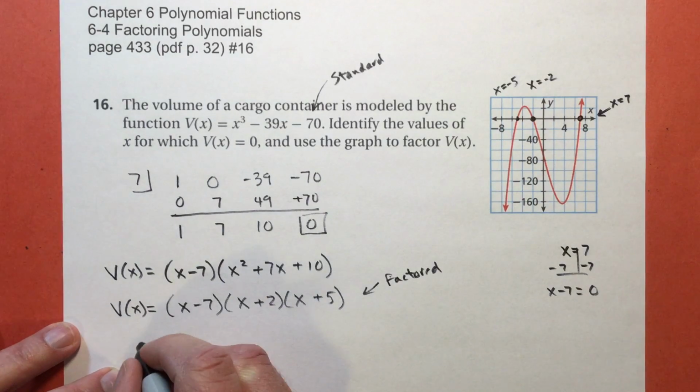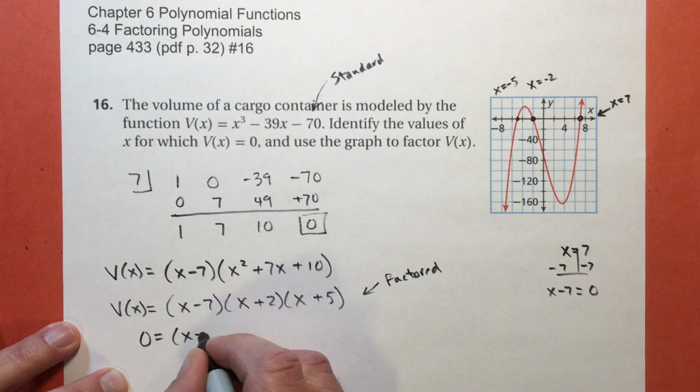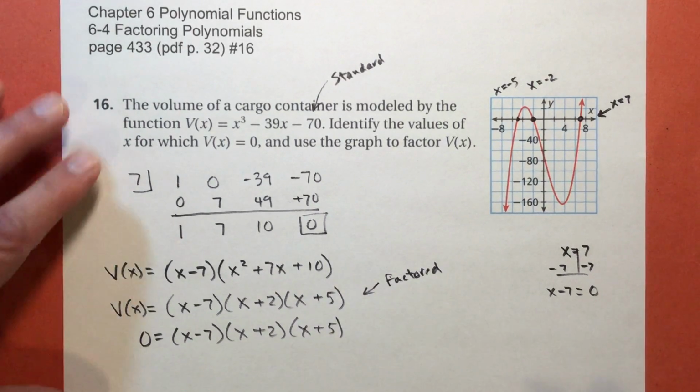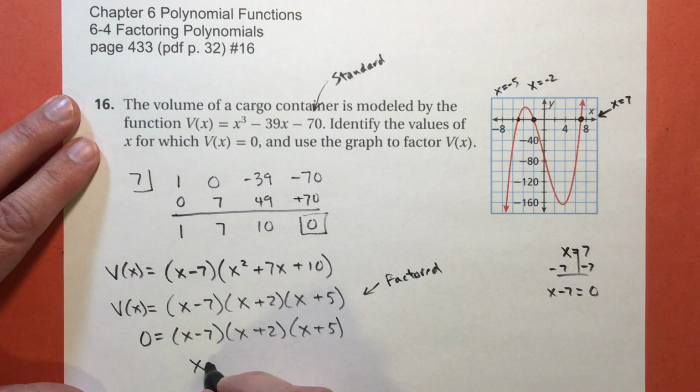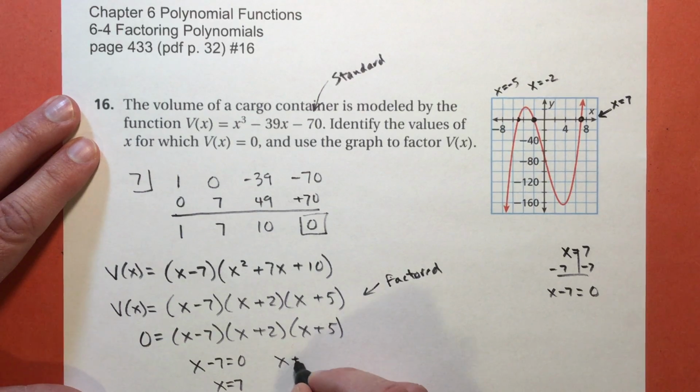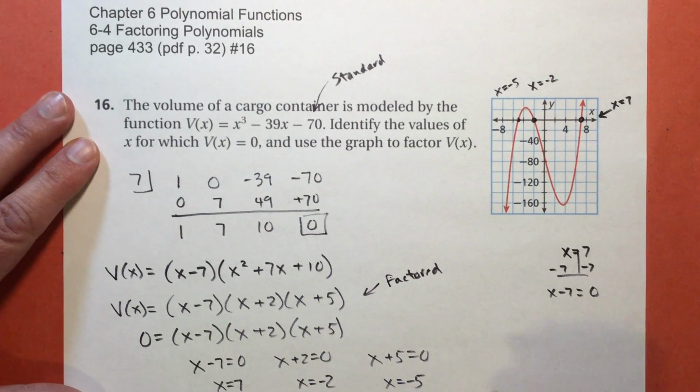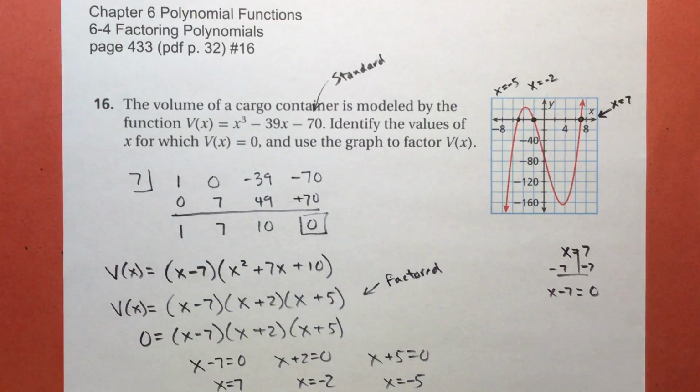Why? Because if I set it equal to 0, each of these terms could equal 0, so I get x equals 7, x plus 2 equals 0, so I get x equals -2, and x plus 5 equals 0, so I get x equals -5. Which is what I said they would be up here. By the way, if I'd started with either of these, I would have ended up with the same three terms, just in different order.